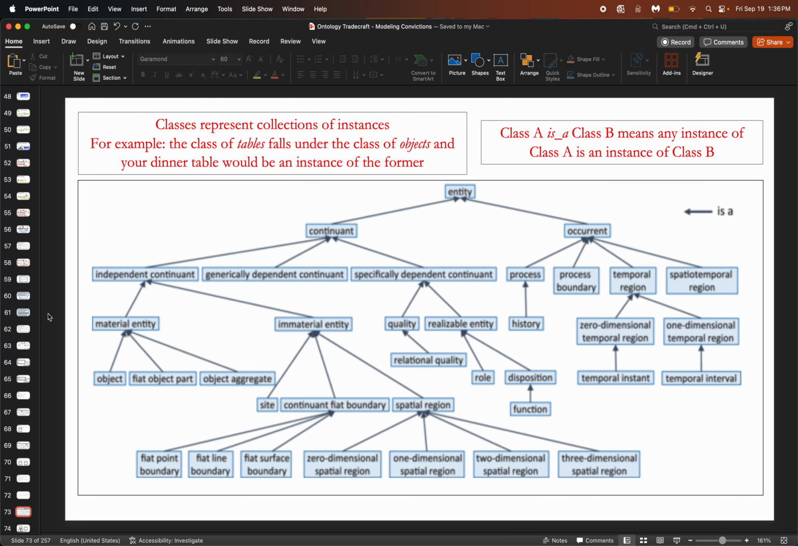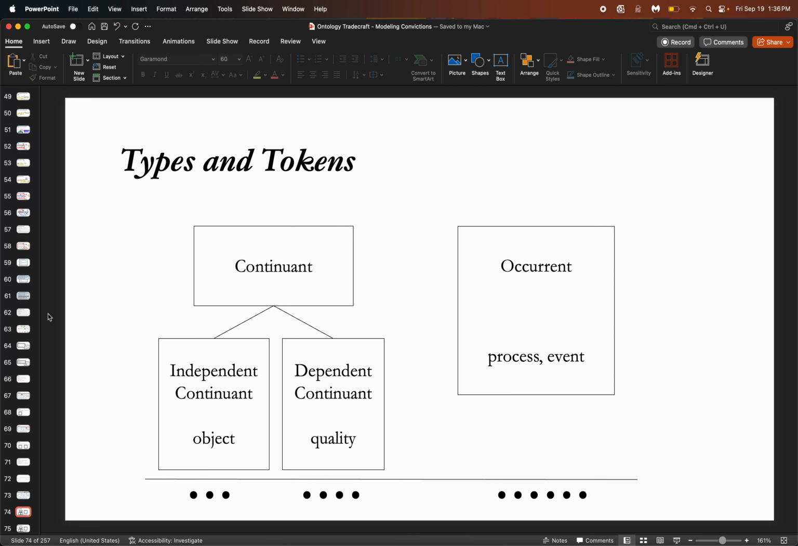If something has an occurrent part, then it's an occurrent. As I said, these classes that you're seeing represent collections of instances, like the class of tables would fall under objects. Your dinner table would be an instance of that class table. And "class A is a class B" means just what I said a moment ago. There's this instance relation. Any instance of, say, material entity is an instance of independent continuant. But this line here is worth emphasizing because it's between types and tokens, or classes and instances, which is another way of saying the same thing.